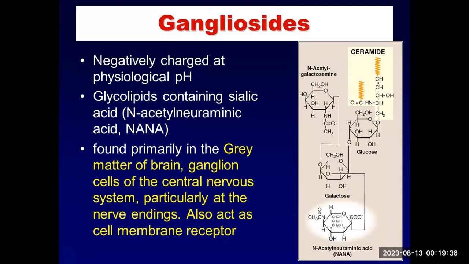Gangliosides are negatively charged at physiological pH. Look right here in the structure: there is a ceramide containing several sugars: glucose, N-acetyl galactosamine, galactose, and N-acetyl neuraminic acid, which is the common name of sialic acid. So it is a glycolipid containing sialic acid, found primarily in the gray matter of brain, ganglion cells, and central nervous system, particularly at the nerve endings. Also acts as a cell membrane receptor.